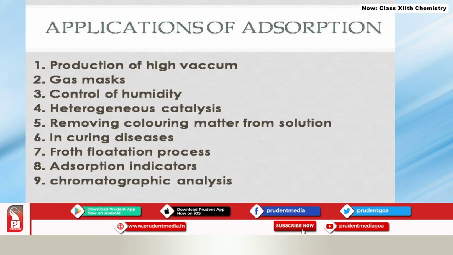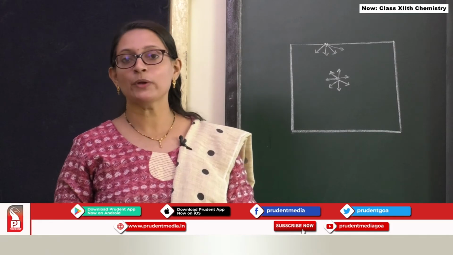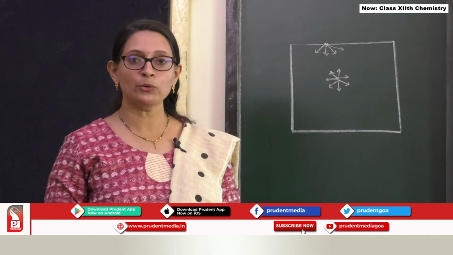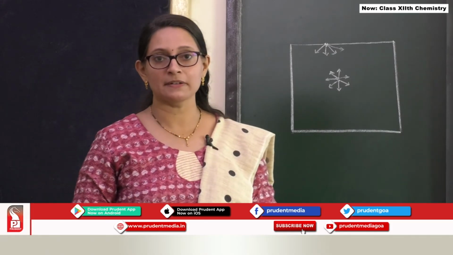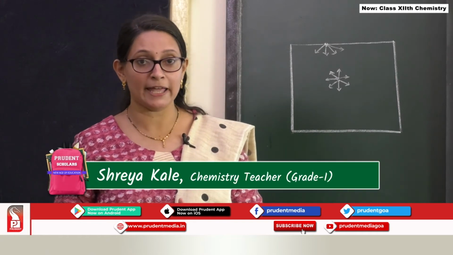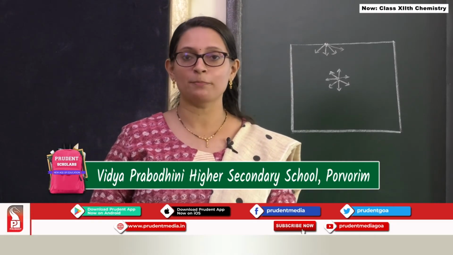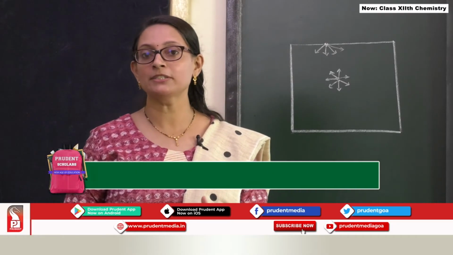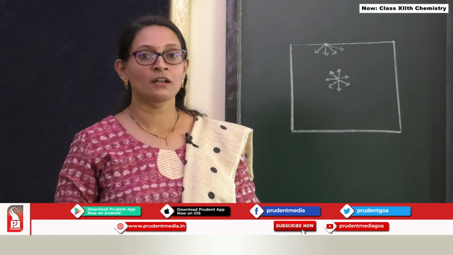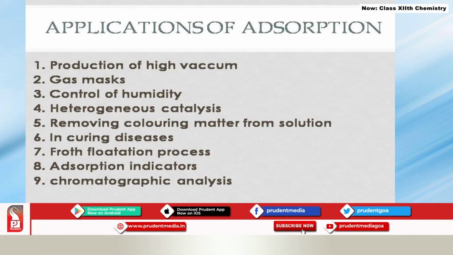Applications of adsorption: production of high vacuum. Suppose there is an air chamber and we want to evacuate that particular air chamber. What do we do? We apply suction, isn't it? But with the suction also you cannot make the chamber 100% air free. To remove the traces of air, one has to drop a suitable adsorbent like animal charcoal. Traces of air will get adsorbed on the surface of the charcoal.